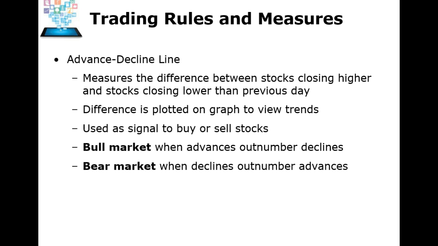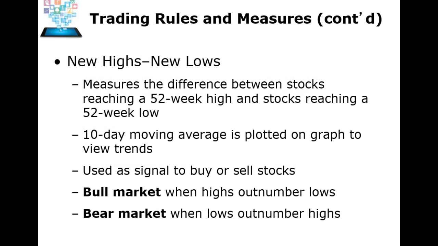So the bull market is when advances are outnumbering declines, and we have an escalating amount of advancing stocks week after week. We know it's a bull market. And the bear market is when the declines start outnumbering the advances. So if we start seeing on any particular day there's more stocks declining than advancing, and that's a trend continuing day after day, we know that we're heading into a bear market. So we could look at these indicators to tell us generally where the market is moving.